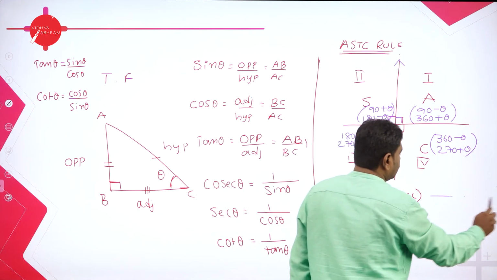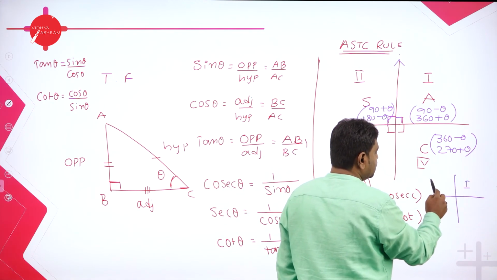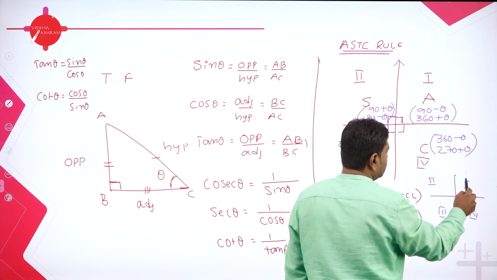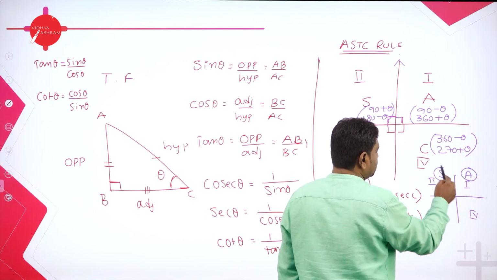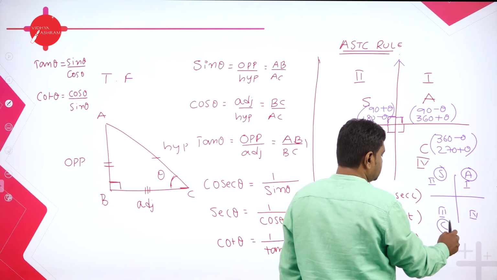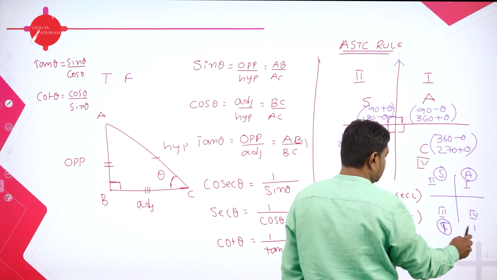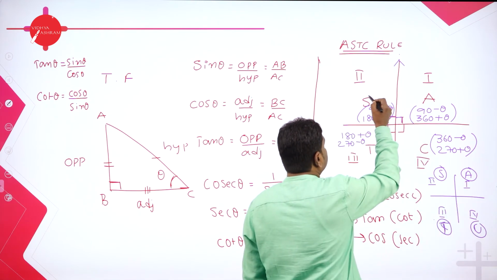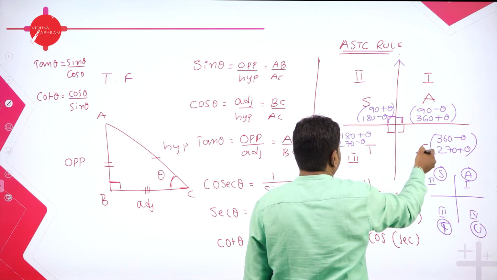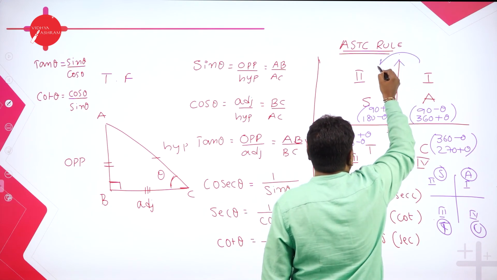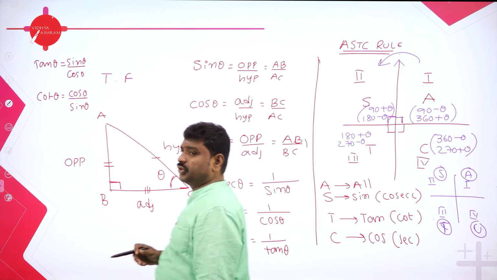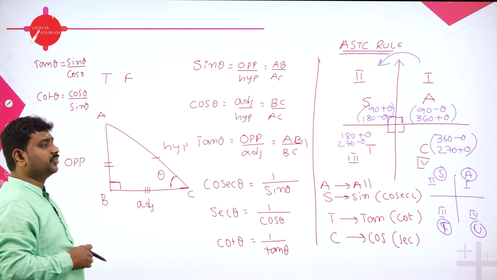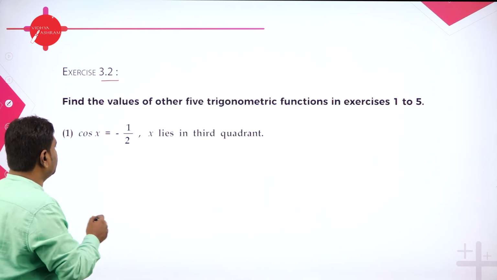Always we count the quadrant like this: first, second, third, fourth. 1, 2, 3, 4. All, sine and cosecant, tan and cot, cos and secant. ASTC. So, in anti-clockwise direction, you should count. I hope all of you understood this. So, taking this as basics, we'll go to the problems. So, now I'll go to the problem.